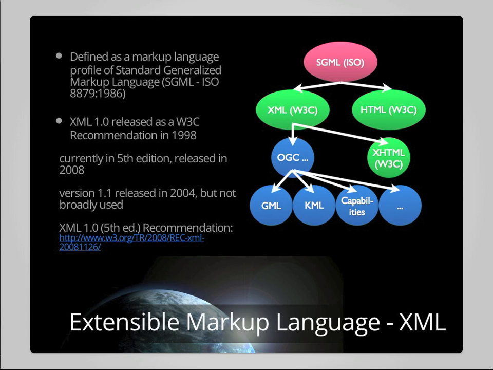XML version 1.0 was released as a W3C recommendation in 1998, and it's currently in its 5th edition that was released in 2008. And as I note on the slide, there is a version 1.1 of XML that was released in 2004, but that actually has not received broad use. And many applications continue to use the most recent version or earlier versions of the XML 1.0 recommendation, with the link provided to the recommendation webpage on the slide.